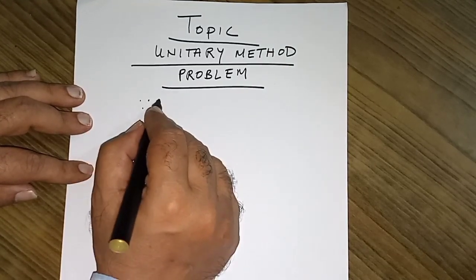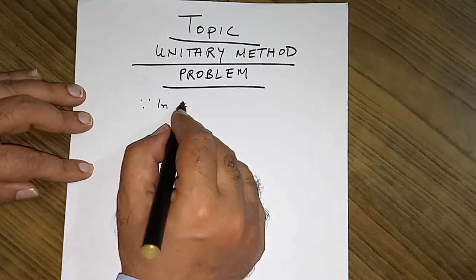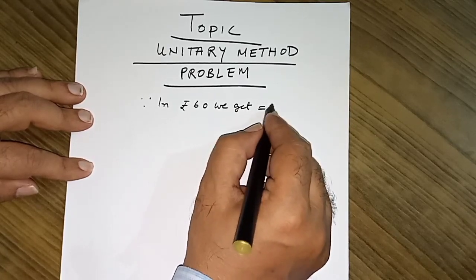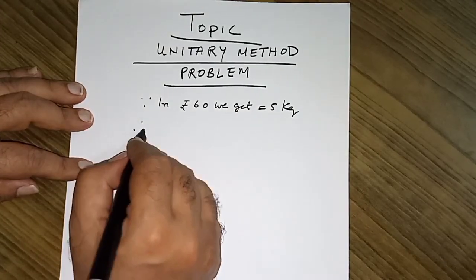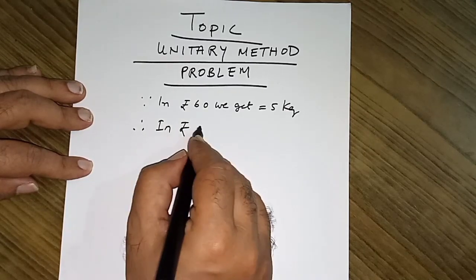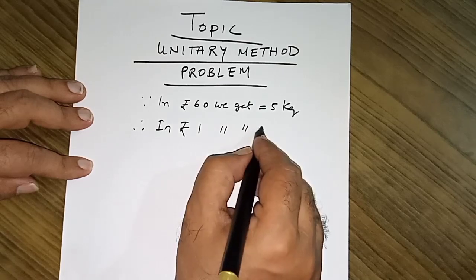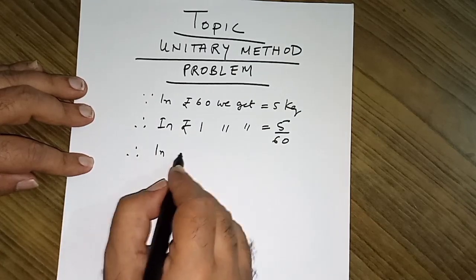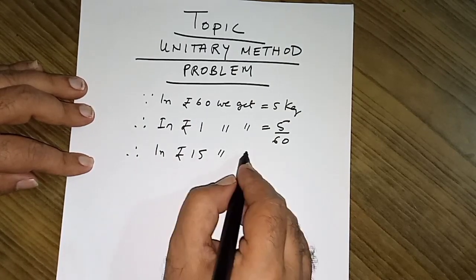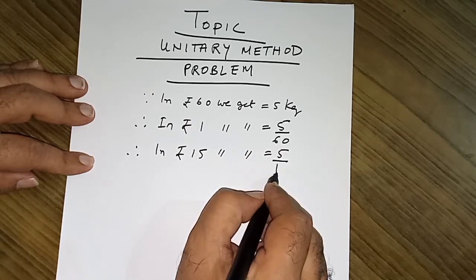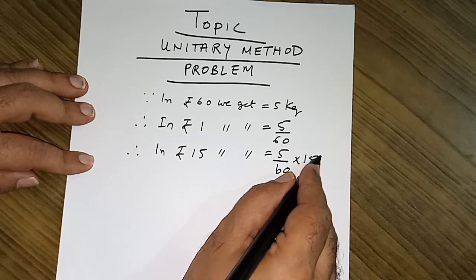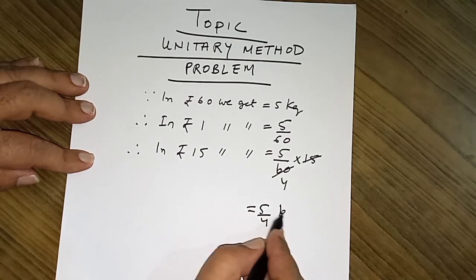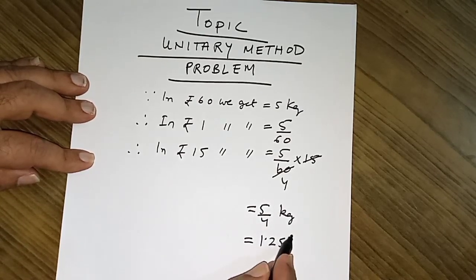Since in rupees 60 we get 5 kg, therefore in rupees 1 we get 5 upon 60. Therefore, in rupees 15 we get 5 upon 60 multiplied by 15. 15 will cancel 60 4 times. We get 5 upon 4 kg, which is nothing but 1.25 kg.